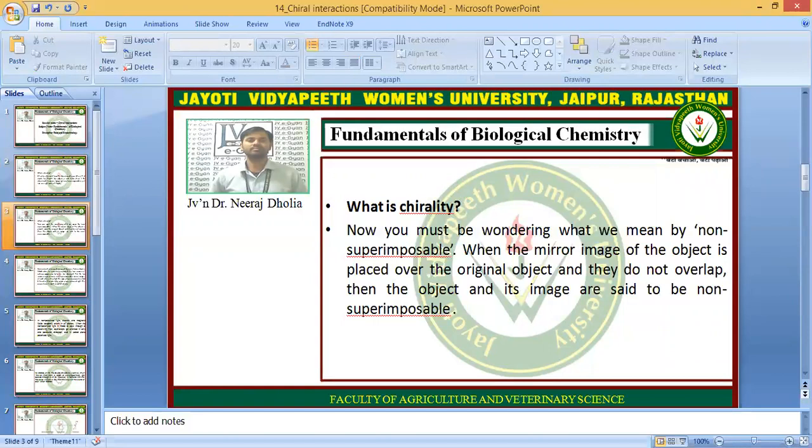So they are non-superimposable. Now you must be wondering what is meant by non-superimposable. When the mirror image of the object is placed over the original object and they do not overlap, then the object and its image are said to be non-superimposable, as I explained.